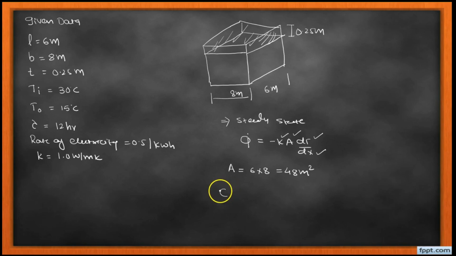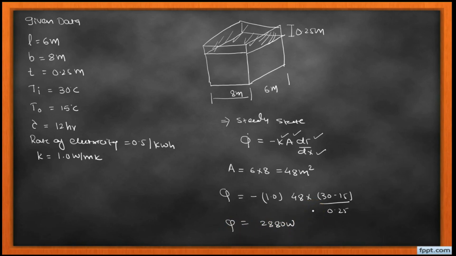So let me apply the equations. Q is equal to minus thermal conductivity, that is 1.0 watt per meter Kelvin. Area is 48 and the temperature difference is 30 minus 15, and the thickness of roof is given, that is 0.25. So finally we get the rate of heat loss is 2880 watt. So Q dot is 2880 watt.